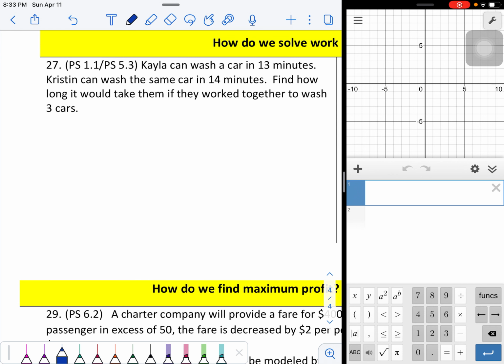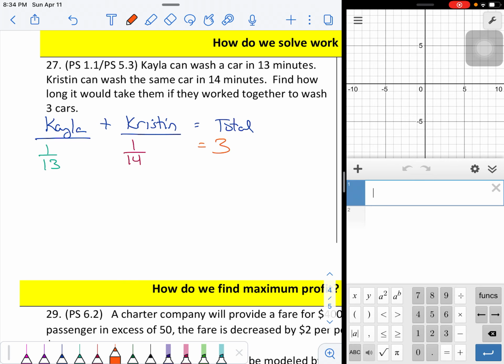Let's see what we've got here. We have Kayla, and we have Kristen, and they are washing cars. So let's get together for a total here. Kayla's rate, she can wash one car in 13 minutes. Kristen can wash the same car in 14 minutes, so one car in 14 minutes. How long would it take them to work together to wash 3 cars?